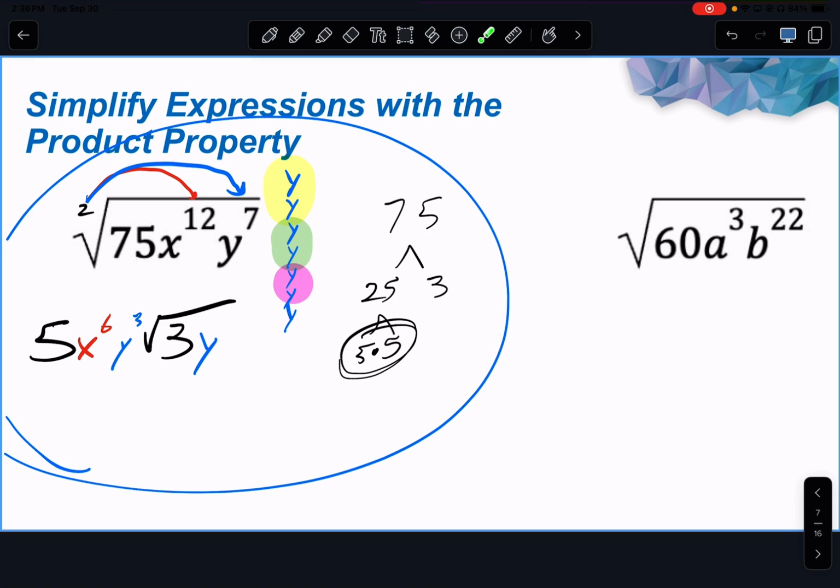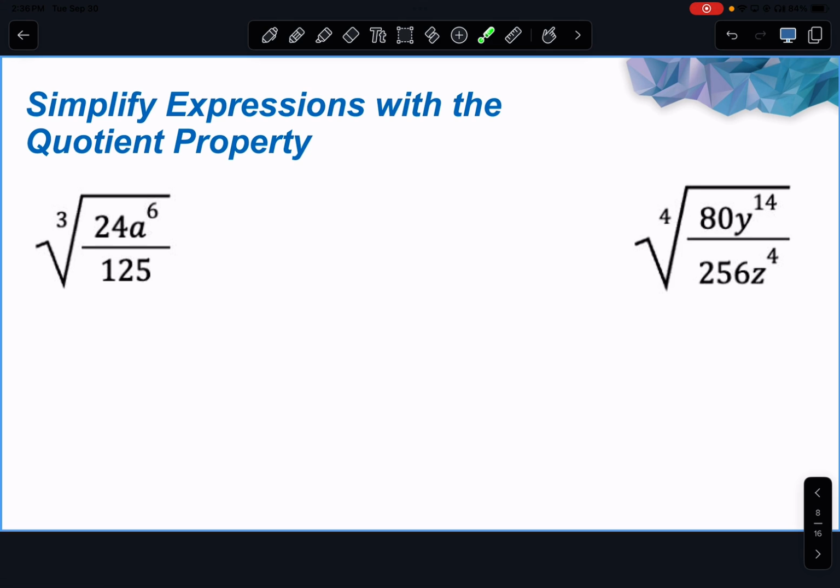Okay, any questions on that from yesterday? Okay, that's going to tie in directly to what we're doing today. We're still going to be simplifying things. We're just adding some other elements prior to. Okay, so this is where we're going to pick it up.